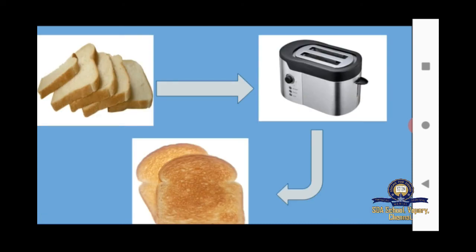For example, plain bread is a user program. Then the bread toaster is a compiler. When we put the plain bread into a toaster, it toasts the bread and gives it back so we can eat it hot. Like that, the user program is given to a compiler, and the compiler translates it into machine code that a computer can understand. Then the next thing is the assembler.